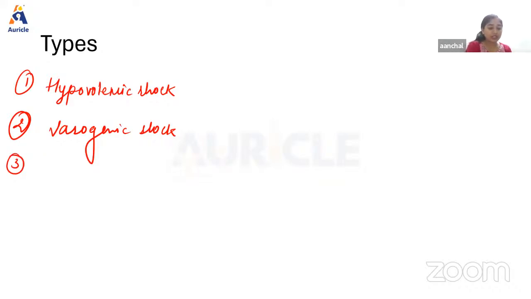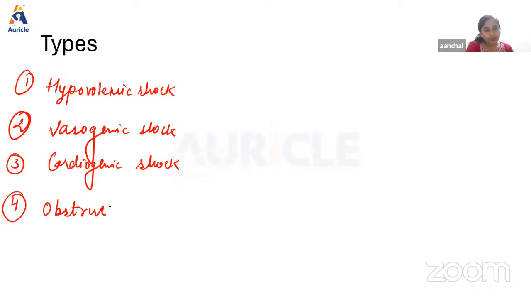Now the third we have is cardiogenic shock. As the name suggests, what happens in cardiogenic shock? This type of shock occurs when any kind of cardiac disease is present, like arrhythmia or congestive cardiac disease. Then finally we have obstructive shock, where shock develops due to obstruction to blood flow through the circulatory system.